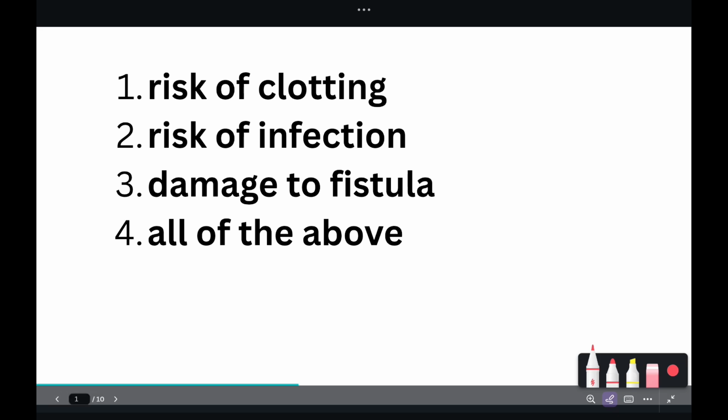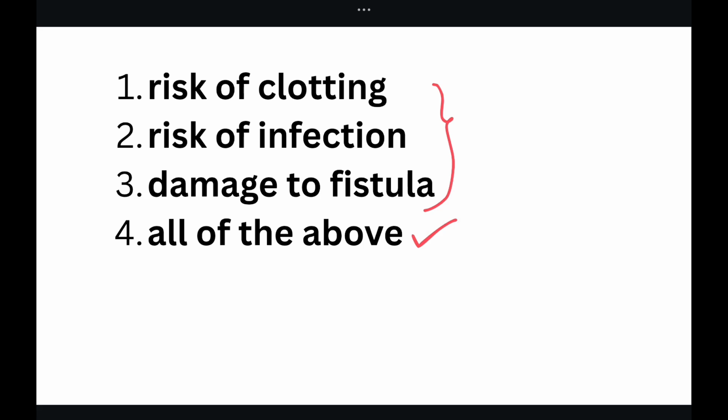So, according to the given question, all the options are correct. Taking blood pressure and doing venipuncture on a fistula placed hand is not recommended because it will cause damage to the fistula, and doing venipuncture is also prone to the risk of infection and clotting.